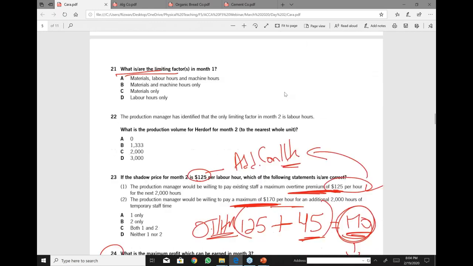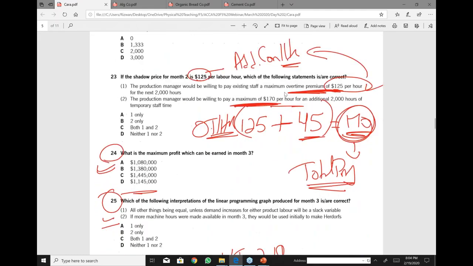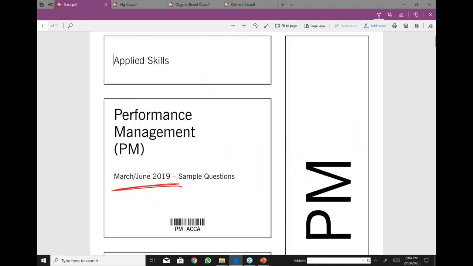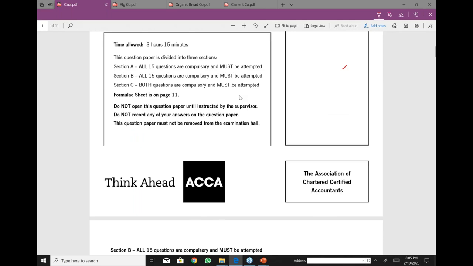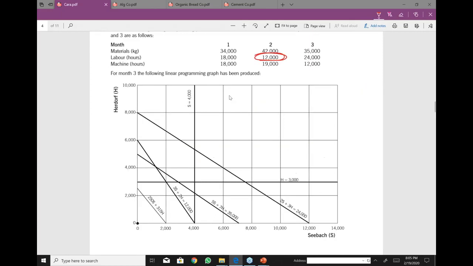We did question 21, 22, and 23. Now we are moving towards question number 24. People were asking me a few questions yesterday about question 23, that the maximum overtime the company can pay is equal to the shadow price. So yes, the answer is yes. The maximum overtime that the company can pay is equal to the shadow price, because shadow price is the additional contribution if one unit of scarce resource becomes available.